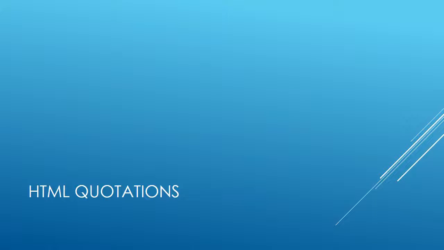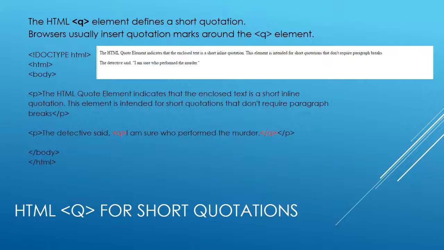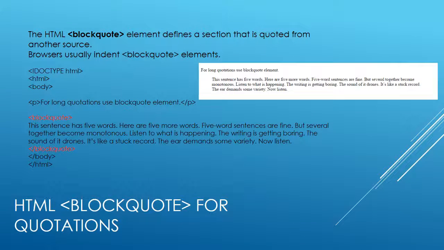HTML quotations. The HTML Q element defines a short quotation. Browsers usually insert quotation marks around the Q element. The HTML blockquote element defines a section that is quoted from another source. Browsers usually indent blockquote elements.